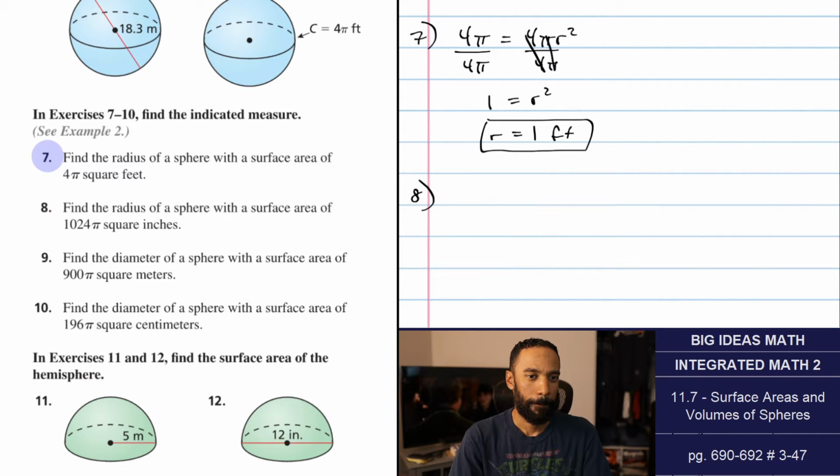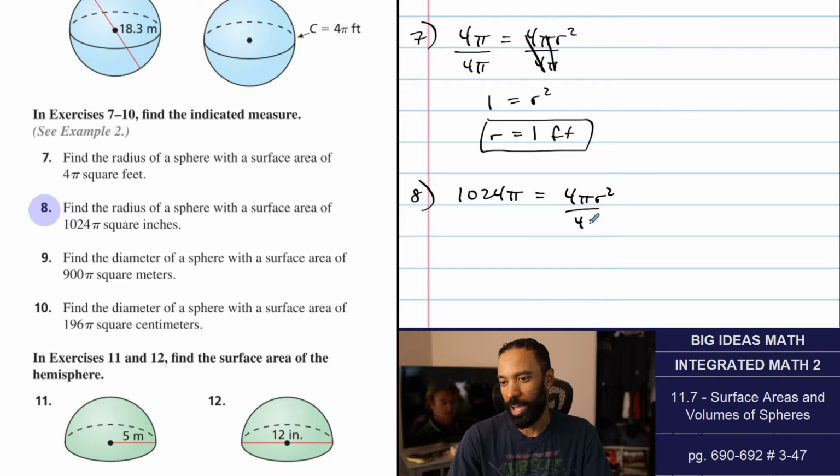Number 8, more of the same. Literally, there's really nothing that we can change on what's going on here. Radius, 1024 pi is 4 pi r squared. We will divide both sides by 4 pi.